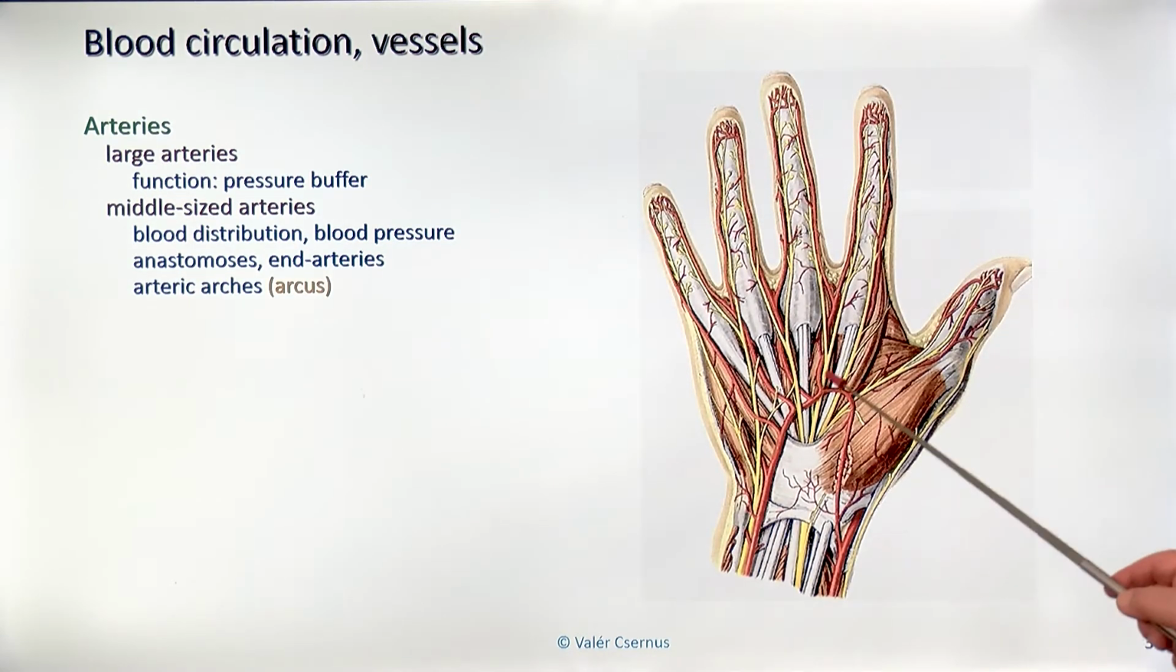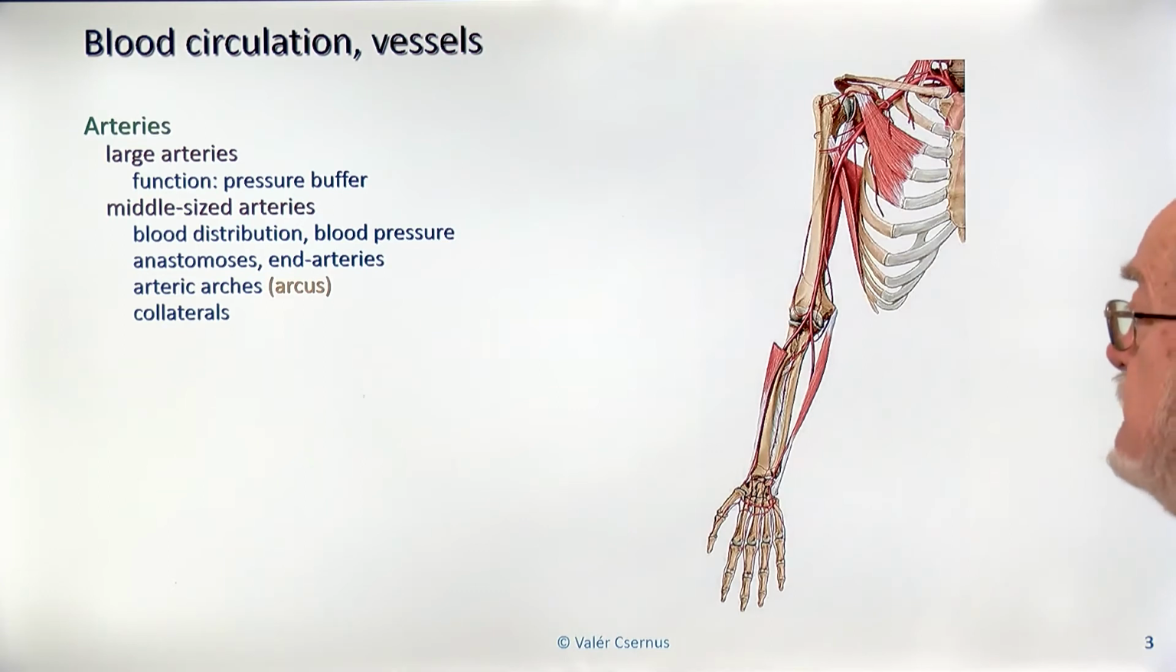Also another thing is the arterial arches. It's a specific thing for the anastomosis, which is big, and it has an anatomical name because of its importance. Especially on the hand and the foot, we have arterial arches because we have mechanical pressure that sometimes compresses the arteries. This is named arcus, or arch in English.